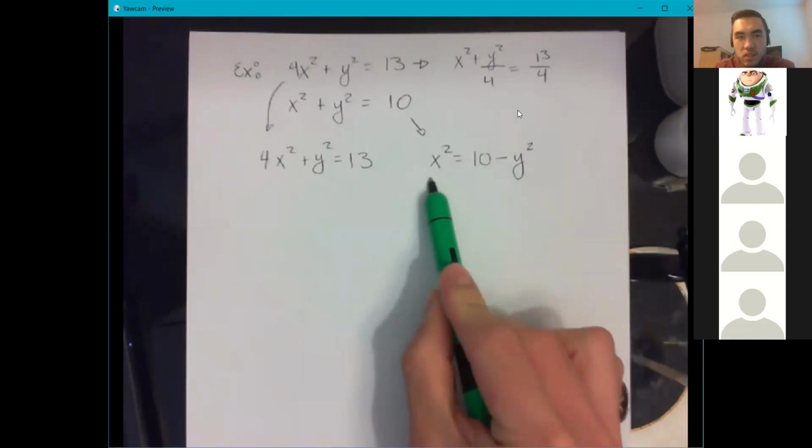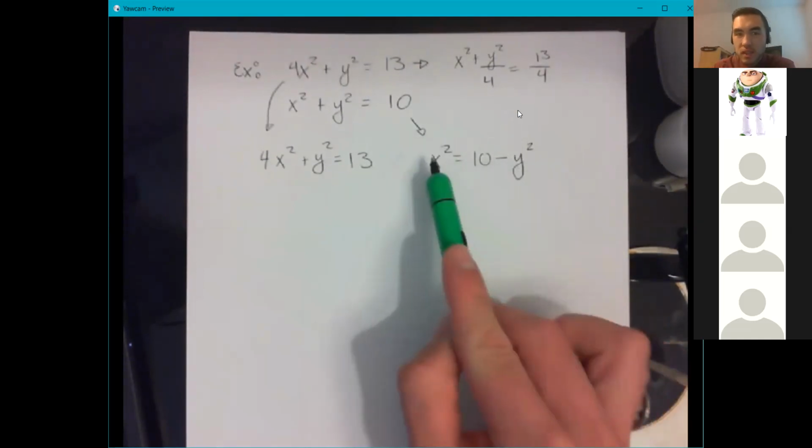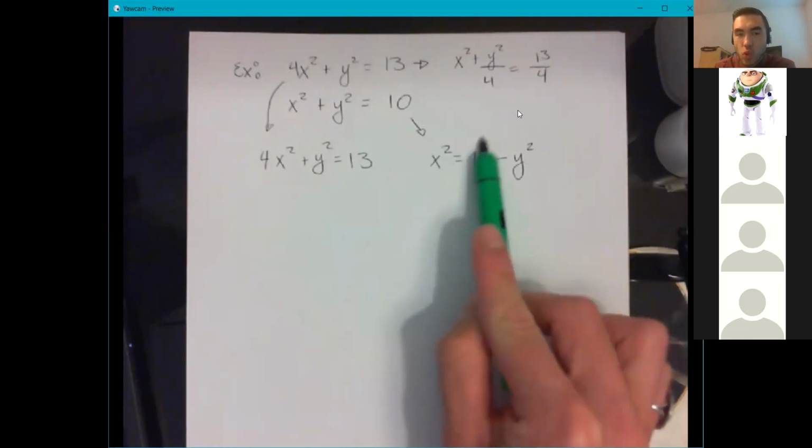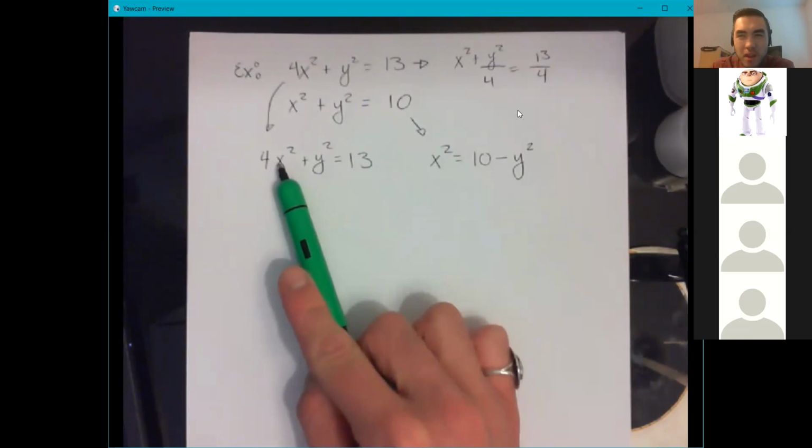And so now that this is solved for x squared, I could theoretically take the square root of both sides and get that, well, hey, x is equal to the square root of 10 minus y squared, and then plug that in here. But what's going to happen when I take the square of a square root?